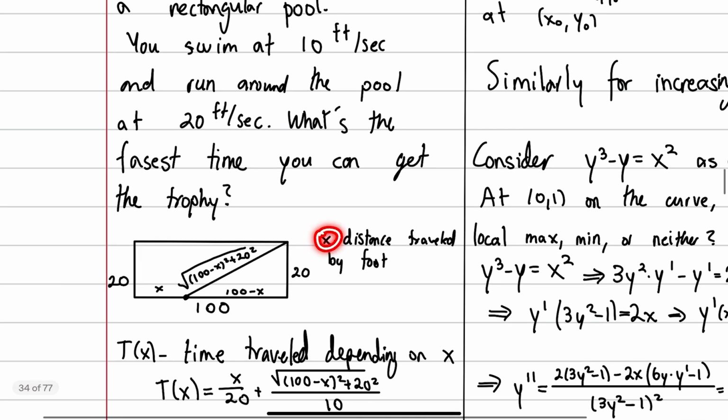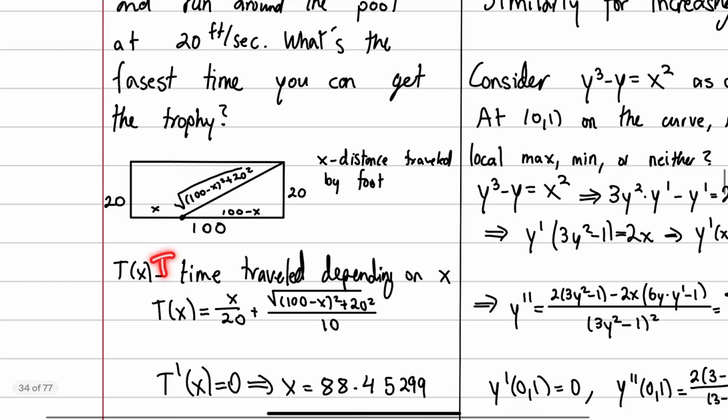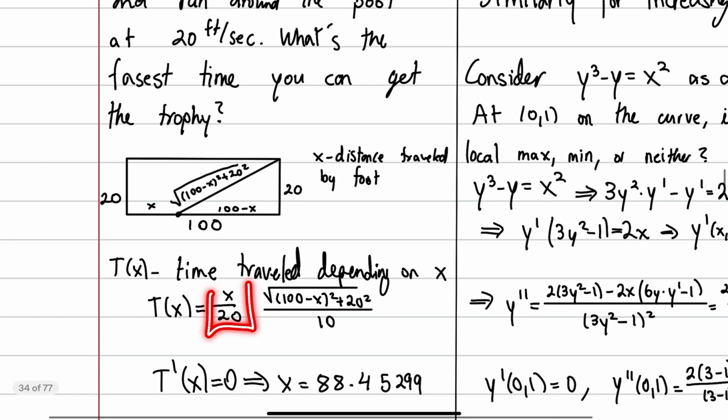So we're going to let x just be this distance that we travel before we jump in and swim, and let capital T be the time it takes. We can calculate it by first using x and the fact that we run at 20 feet per second, so that gives us x over 20 seconds to travel this distance. Then this distance in terms of x is 100 minus x, and this is 20.